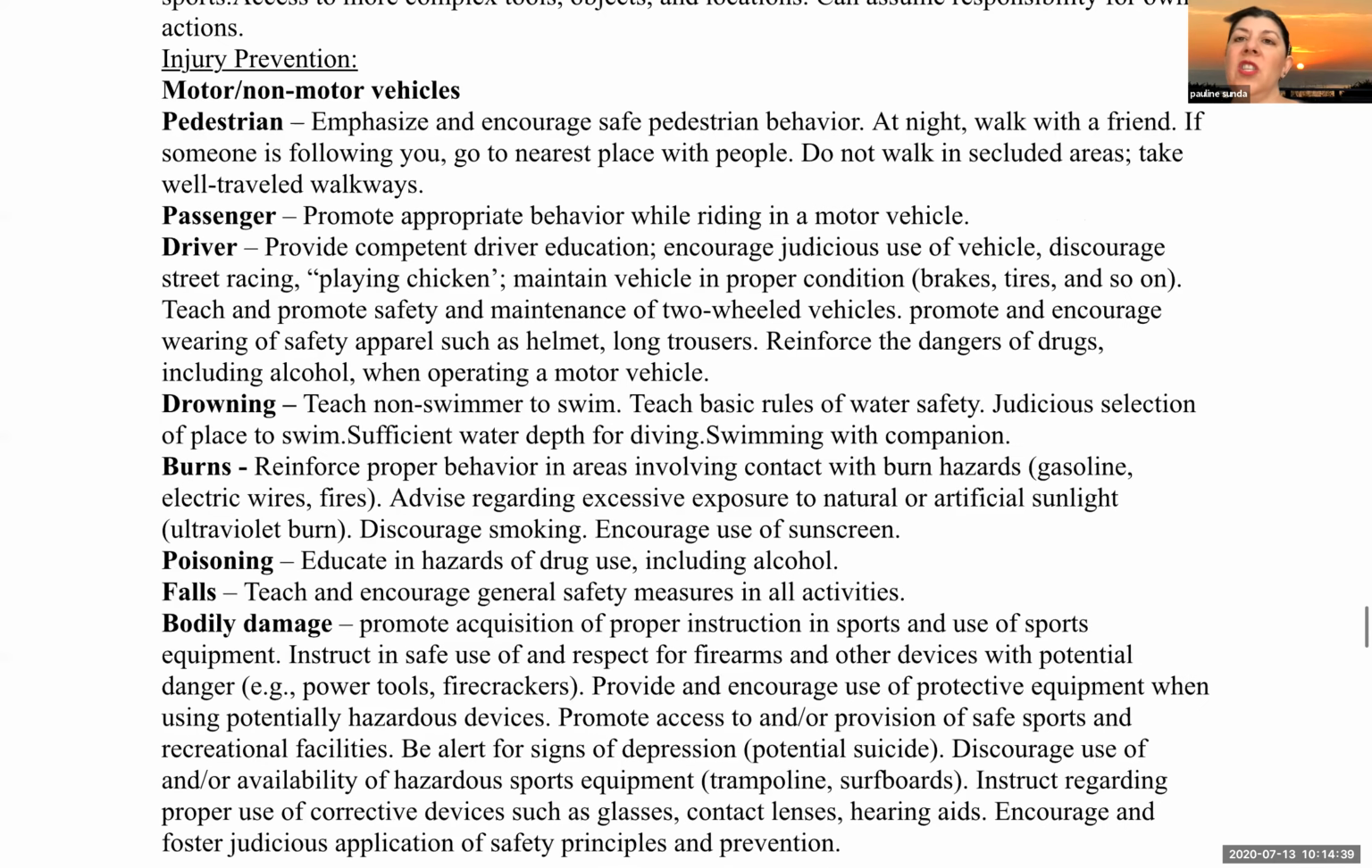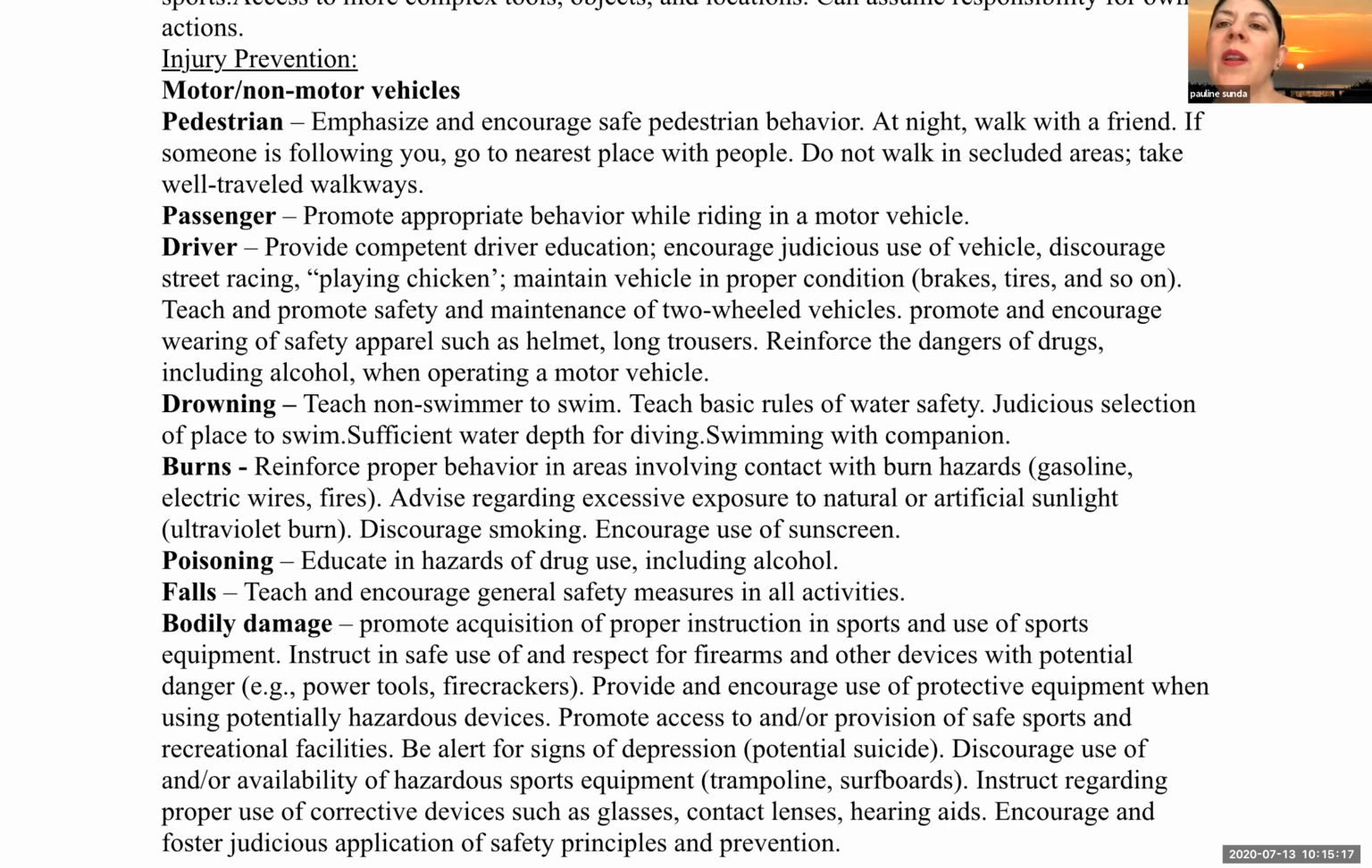So injury prevention: motor vehicle and then non-motor vehicle accidents. For pedestrians, emphasize and encourage safe pedestrian behavior. If they are walking at night, walk with a friend. If somebody is following you, go to the nearest place with people. Try not to walk in secluded areas and take well-traveled walkways. If you are a passenger in a vehicle, obviously keep all of your body parts in the car, avoid distracting the driver, and make sure you've got your seatbelt on.